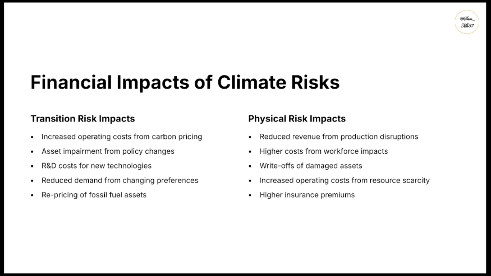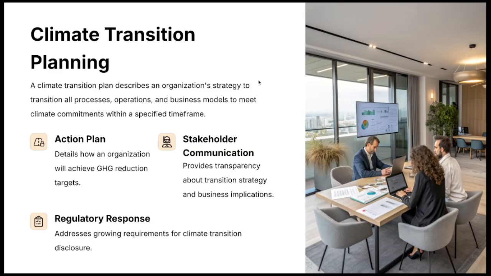On the physical risk side, businesses may face production disruption from extreme weather events like floods or wildfires, a write-off of damaged assets, especially in high-risk regions, higher workforce-related costs due to safety concerns, increased operating expenses from resource scarcity, such as water shortages, and rising insurance premiums as climate risks become more costly and also frequent.